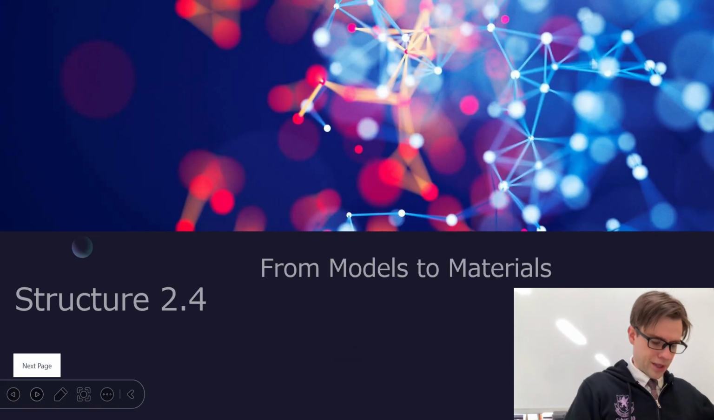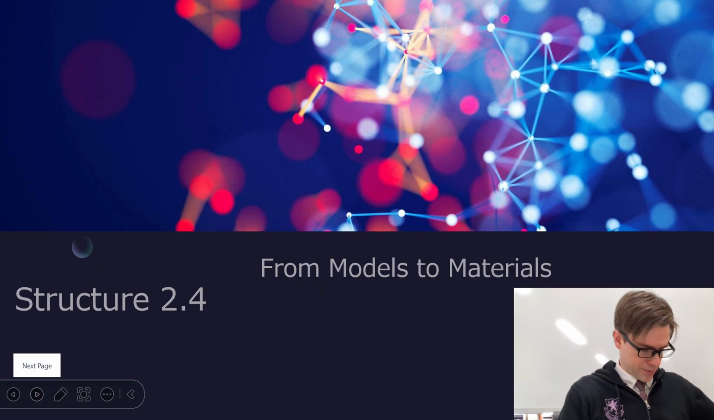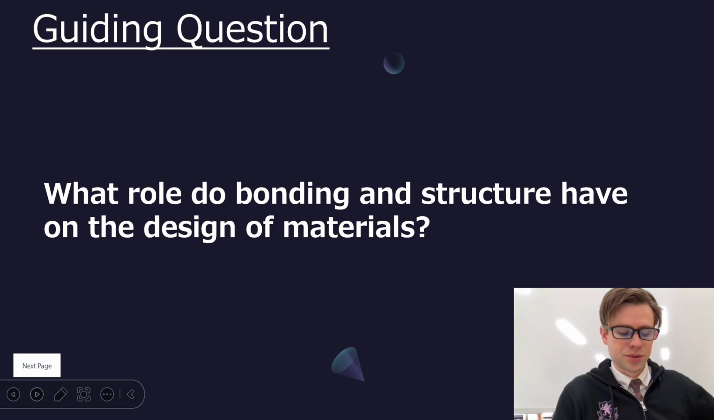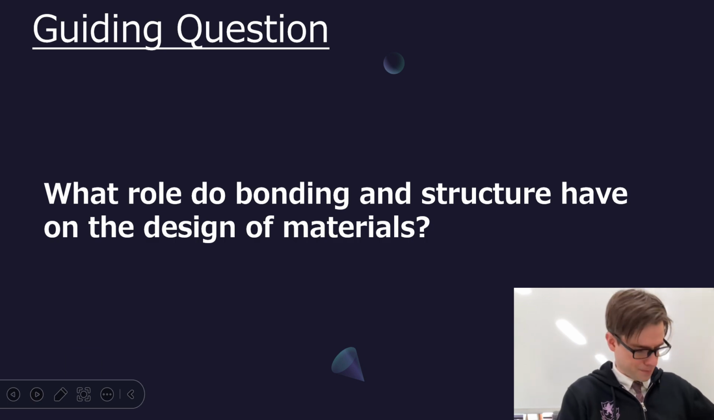Okay, so that leads us very nicely into today, from models to materials. Our guiding question here is, what role do bonding and structure have on the design of materials? And I think we will learn that it's pretty much everything. Bonding and structures lead to the fundamental properties of materials. Therefore, we have to consider them when we choose what materials we want to use and design things with.